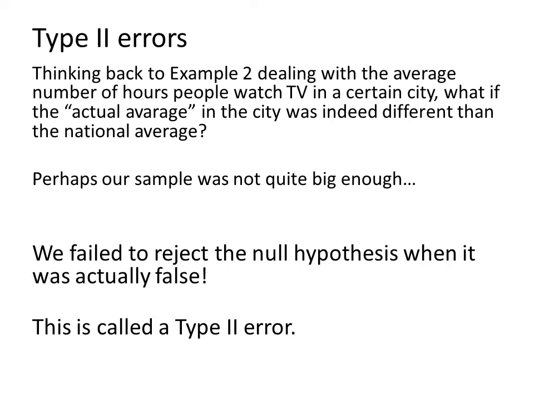A type 2 error could occur in a situation like example 2. Thinking back to that example, dealing with the average number of hours people watched TV, we failed to reject the null hypothesis. Now, if we fail to reject the null hypothesis when it was actually false, that is also an error, and we call this a type 2 error.